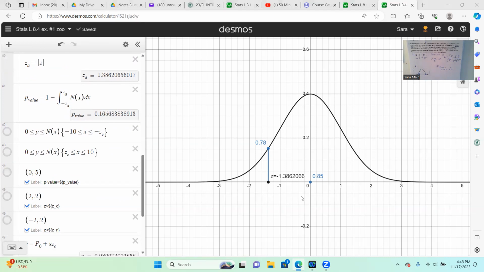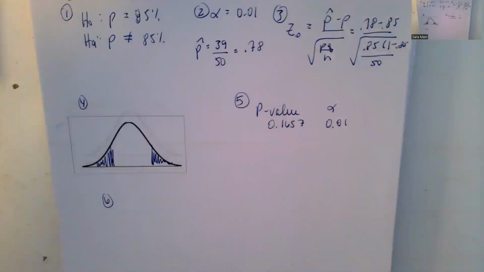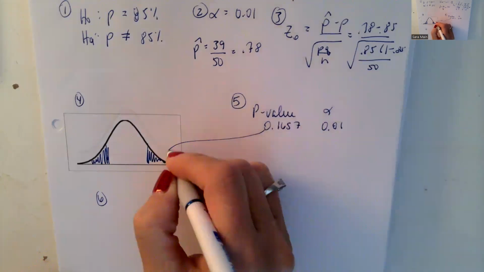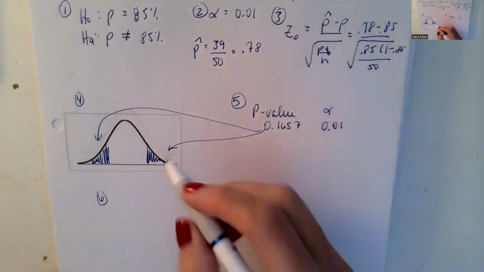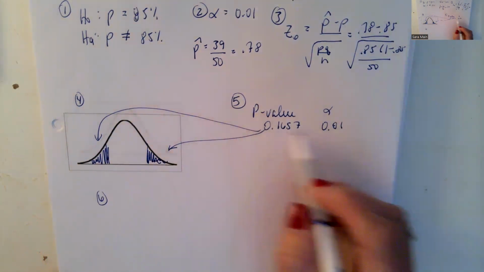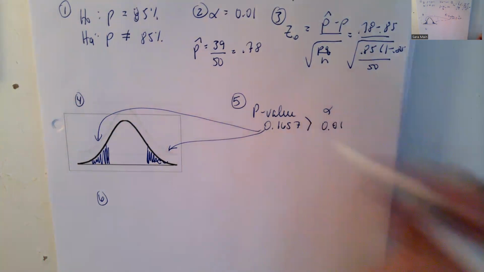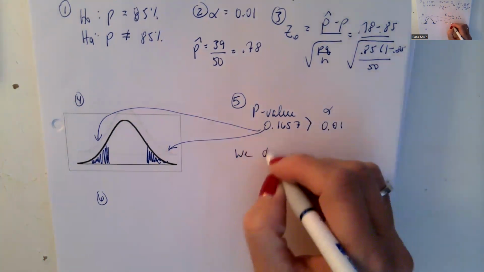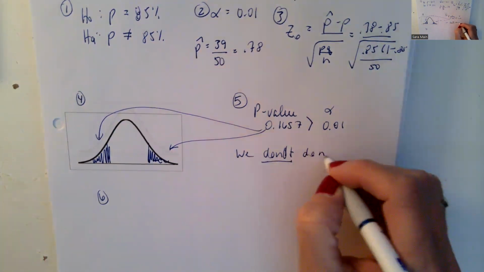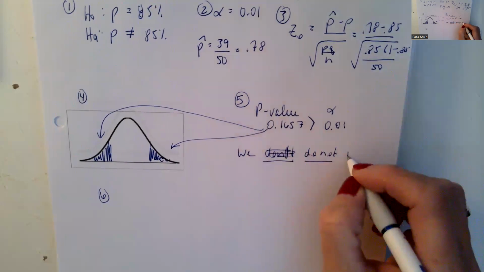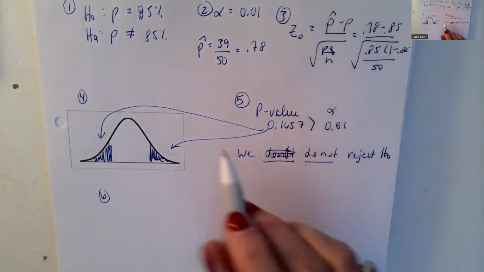Let's go back to our paper. So we have our p-value. Now remember, when it's a two-tailed, we're kind of saying it's in this space here because it's a two-tailed. So our p-value compared to our alpha, this time it's greater than our alpha. And so we do not reject H0 because our p-value is bigger than our alpha.